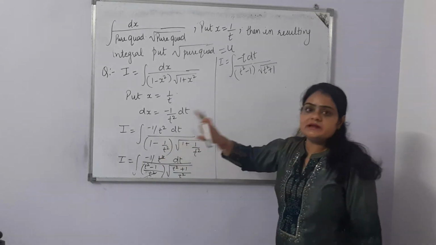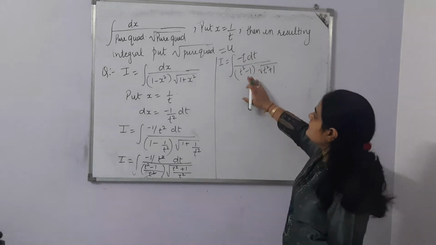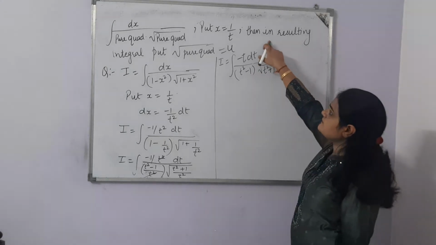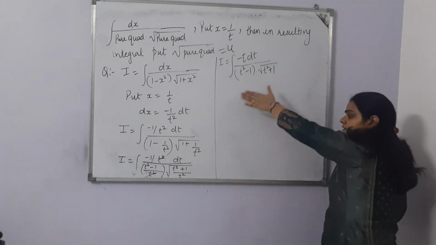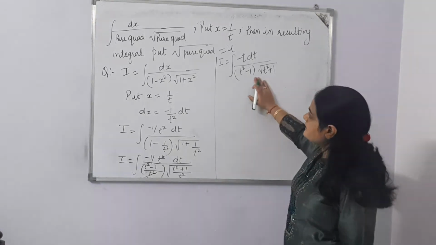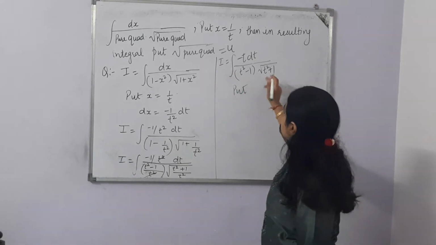So this t will multiply with minus 1, so it becomes minus t dt. Now we have simplified. Now again it is saying then in the resulting integral. Now this is the resulting integral. We have already simplified it. So in the resulting integral we need to substitute pure quadratic. So this is pure quadratic.